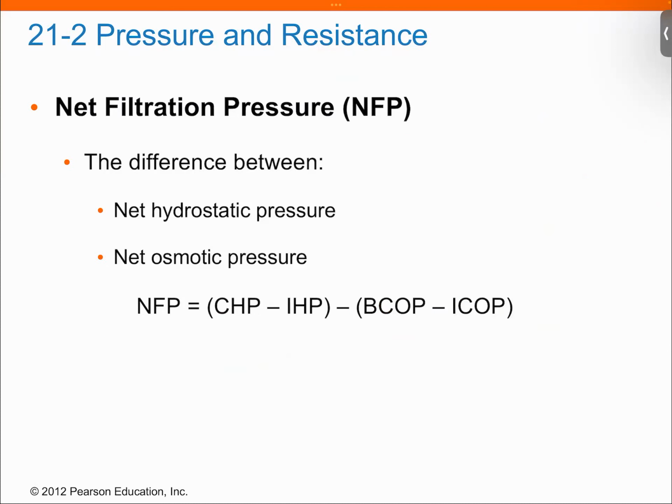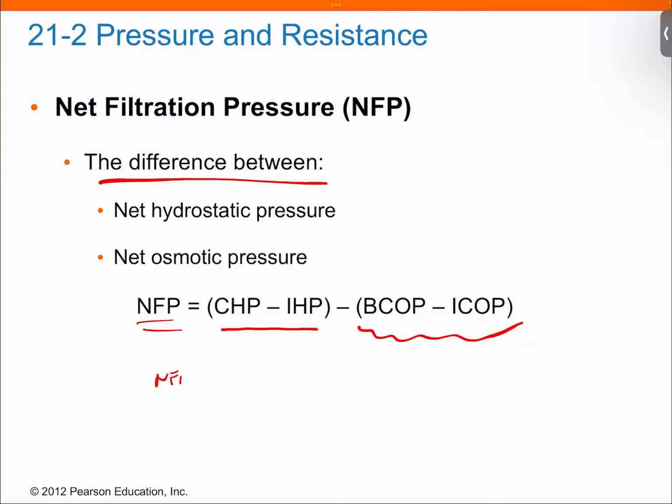So then that gets us to the overall. So we bring it all together, our two hydrostatic pressures and our two osmotic pressures. Then what we get is net filtration pressure. And net filtration pressure is the difference between net hydrostatic pressure and net osmotic pressure. So basically, this is the equation. Your net filtration pressure, that is to say, the overall direction of flow, is going to be your net hydrostatic pressure, which is CHP minus IHP, right? So your capillary hydrostatic pressure minus the interstitial tissue pressure pushing back, right? Minus your net osmotic pressure, which is BCOP minus ICOP, which is the blood colloid osmotic pressure minus the interstitial tissues colloid osmotic pressure. So the difference of those two is your net filtration pressure.